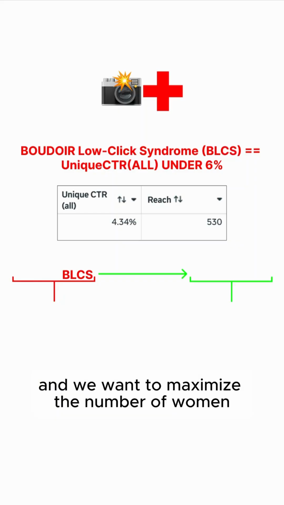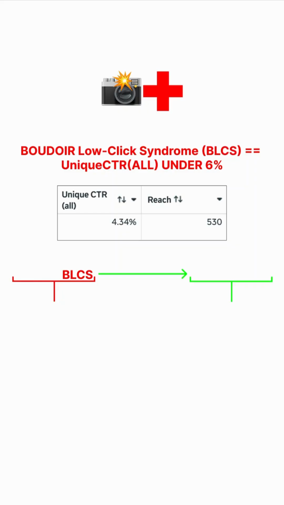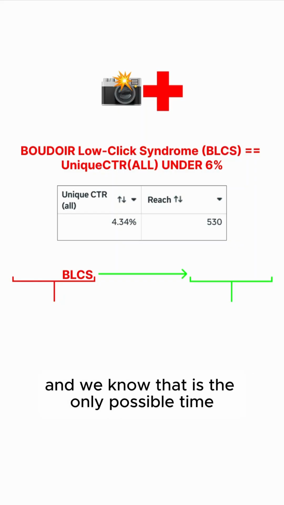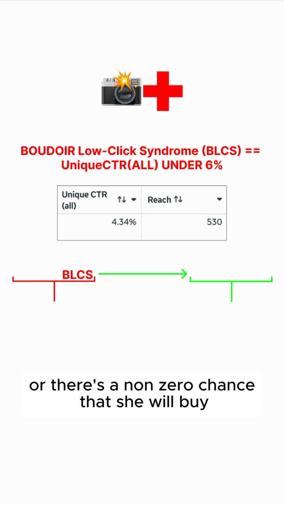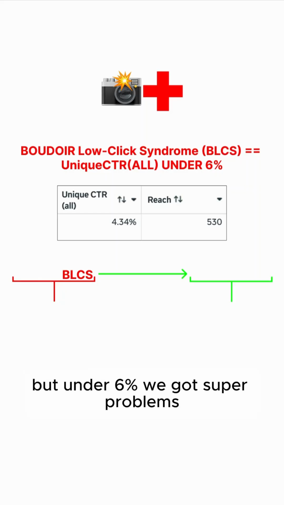And we want to maximize the number of women clicking somewhere in our Boudoir Facebook ad, because that is when we know our ad has entered the woman's brain, and we know that is the only possible time she will buy, or there's a non-zero chance that she will buy. So we actually gotta get this number as high as possible, but under 6%, we got super problems.